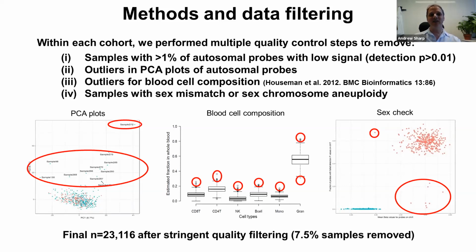And so after all these QC steps, we actually threw out nearly 2,000 individuals, about 7.5% of our data, and ended up here with just over 23,000 individuals we use for downstream processing.